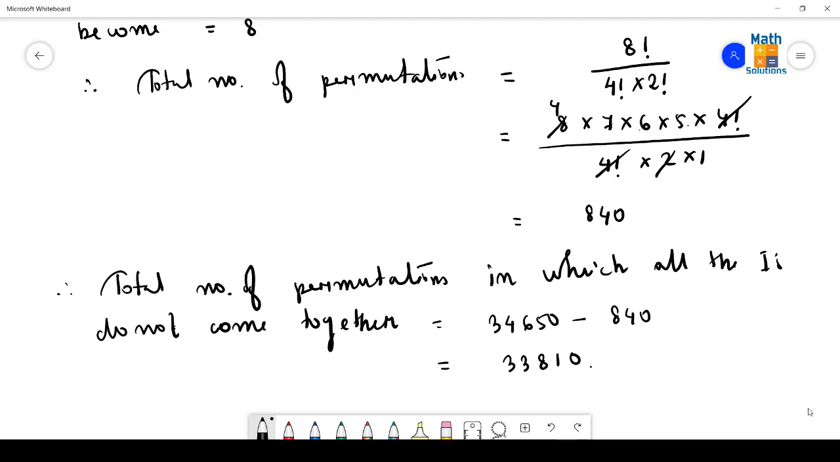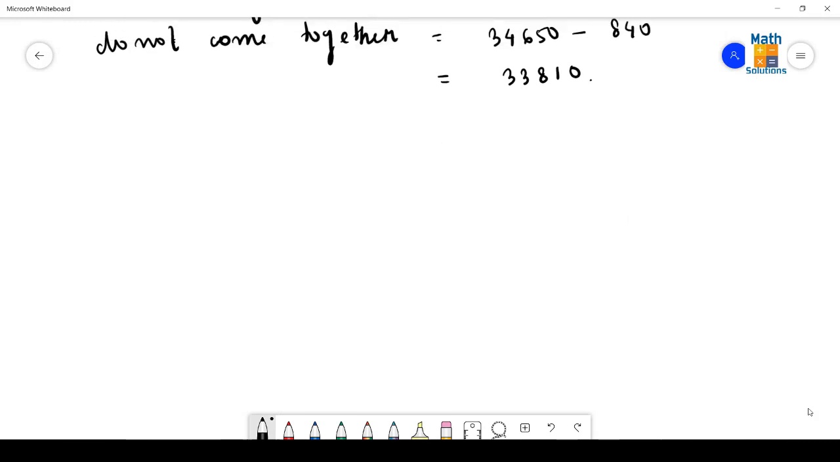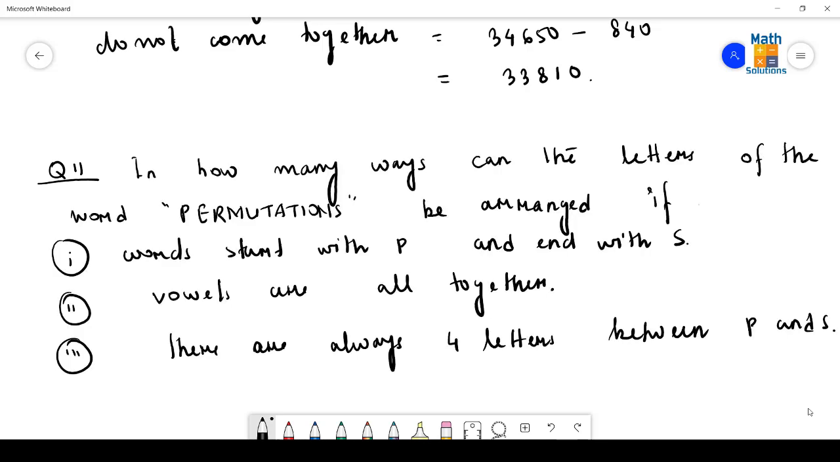Now let us come to question number 11. That is the last question of this exercise. In this question, what is said? In how many ways can the letters of the word PERMUTATIONS be arranged if words start with capital P and end with capital S? So in this particular question, it is very clear that the first position should always be fixed for capital P and the last position of the words should always be fixed for capital S.